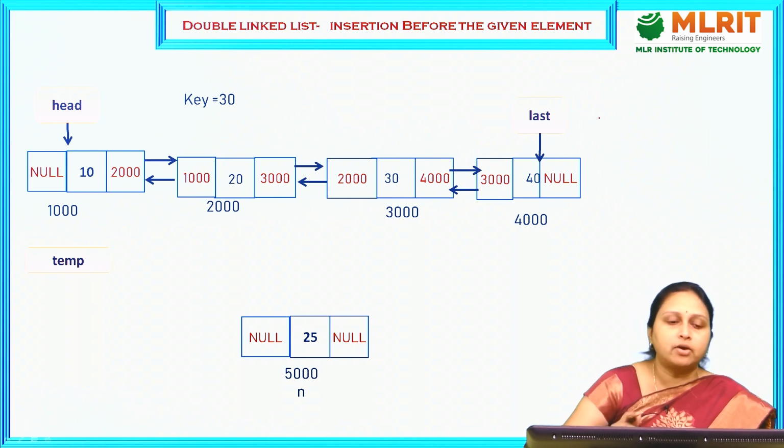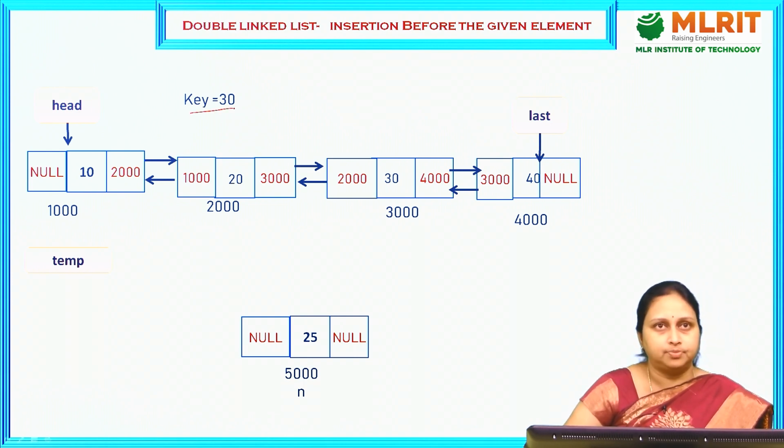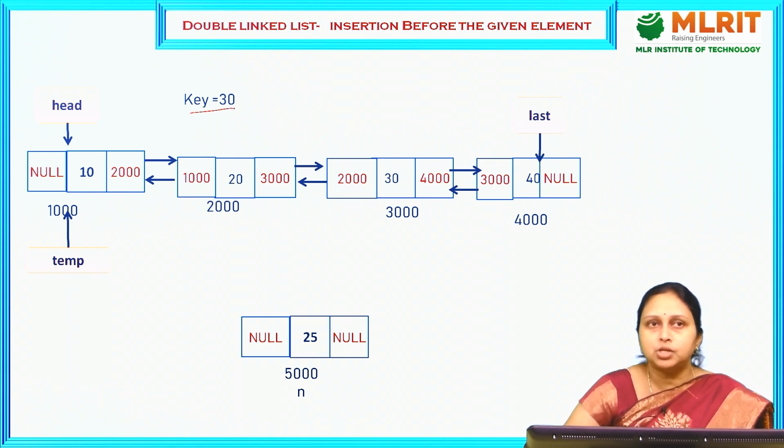Let us see, I want to insert a new node before the key element 30. Now first I need to search for the key element. For that searching, first I am going to use temp. Temp will be assigned to head. Now temp will be moving through the list and then we are going to reach the key value, and there we are going to stop.